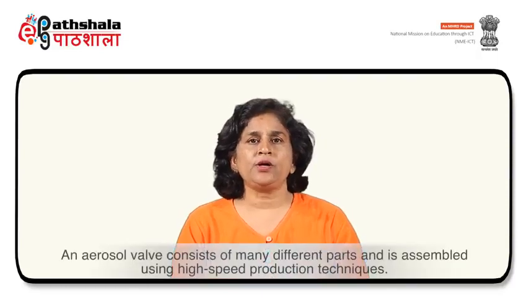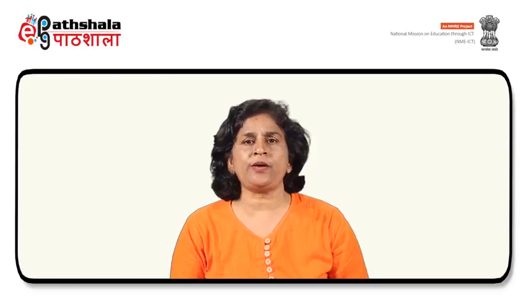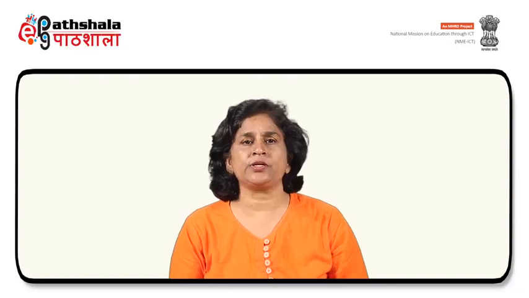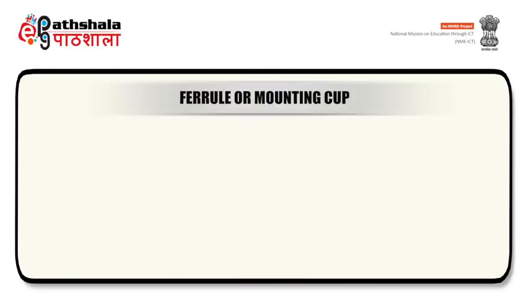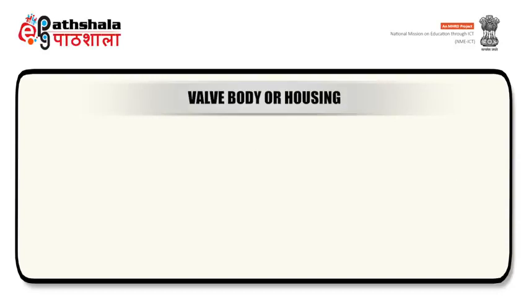An aerosol valve comprises many different parts and is assembled using high-speed production techniques. Typical aerosol valve assemblies consist of various parts which we will discuss further. First of all, we will discuss the ferrule or mounting cup. It is used to attach the valve proper to glass bottles or small aluminum tubes and is usually attached to the container either by rolling the end under the lip of the bottle or by clinching the metal under the lip. The next in line is the valve body or housing.